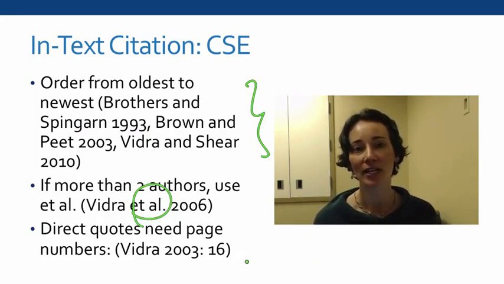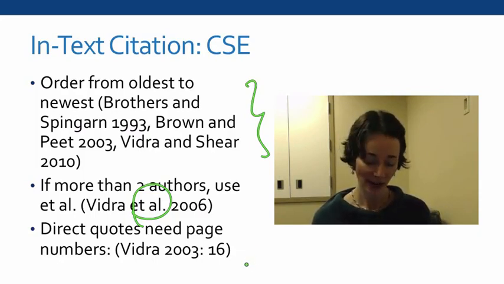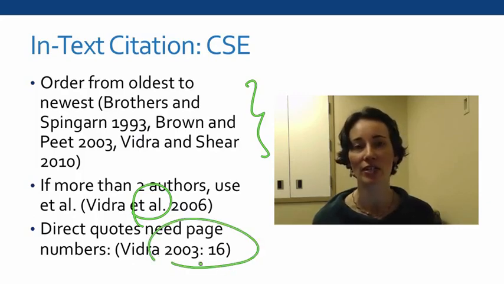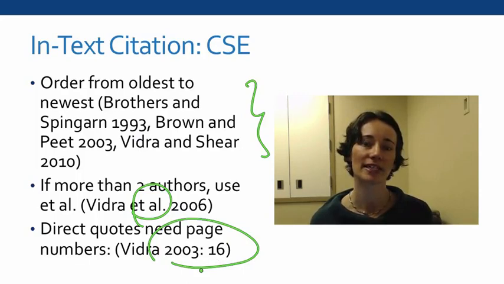Finally, if you use direct quotes in the CSE style, you want to include a page number. And this is how it would look in an in-text citation, where you would put the page number after the year. This is very similar to what Meryl talked about in the APA style.